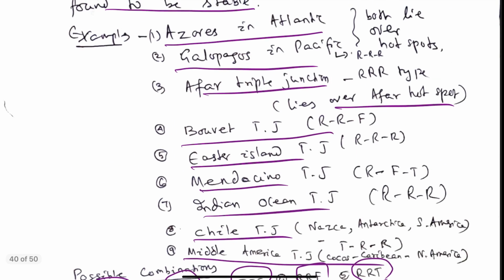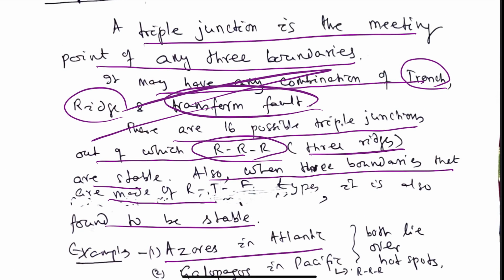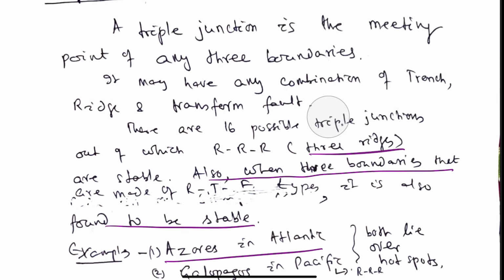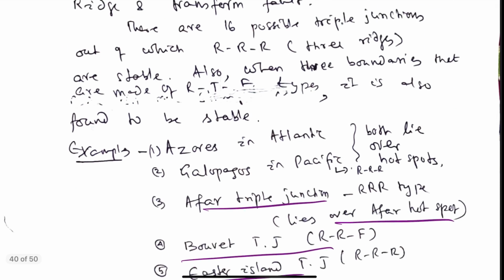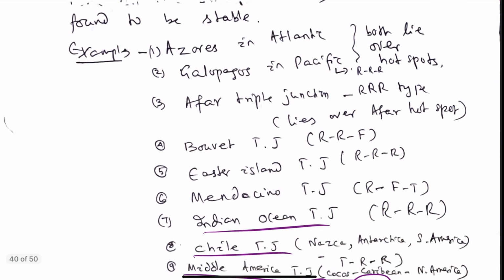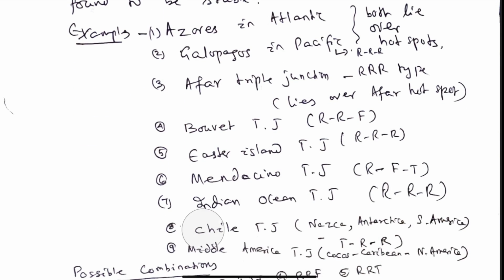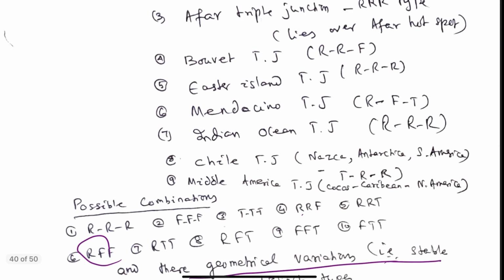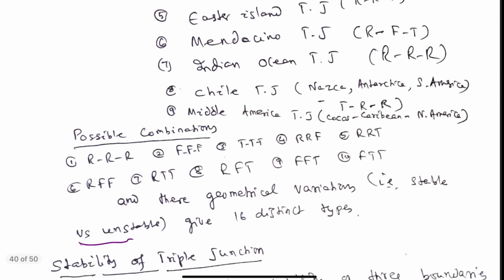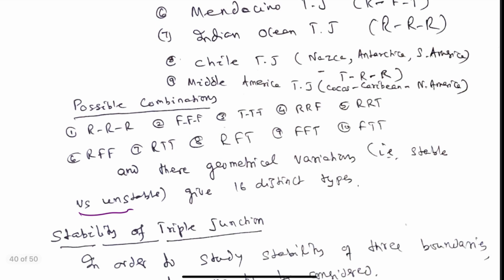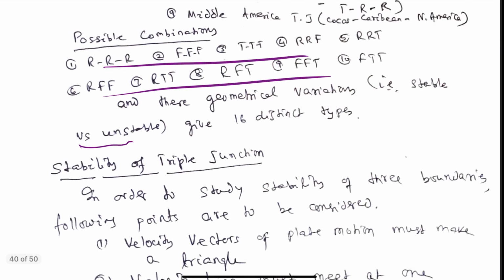And let us discuss how a triple junction is found to be stable. A triple junction is the junction made up of three types of plate boundaries. They may be ridge type, they may be ridge, trench, fault type, they may be a mixture of ridge, trench and fault type. So there are 10 common types and the geometrical variation makes another 6 types. So 16 distinct types of possible combinations of triple junctions are expected.